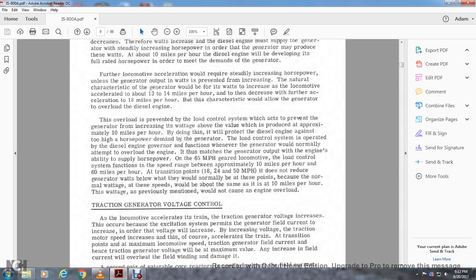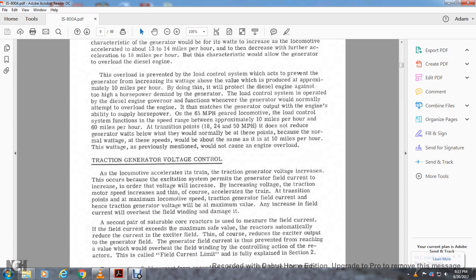The load control system operates with the diesel engine governor whenever the generator would normally attempt to overload the engine. It matches the generator output with the engine's ability to supply horsepower. On a 65 miles per hour geared locomotive, the load control system functions in the speed range between approximately 10 miles per hour and 60 miles per hour. The transition points are 18, 24, and 50 miles per hour. Below and above them it does not reduce generator watts, because the normal voltage and wattage at these speeds would be the same as at 10 miles per hour. The wattage mentioned previously would not cause engine overload.